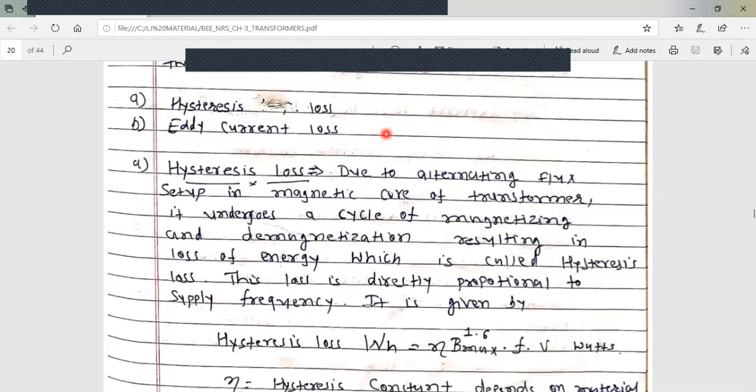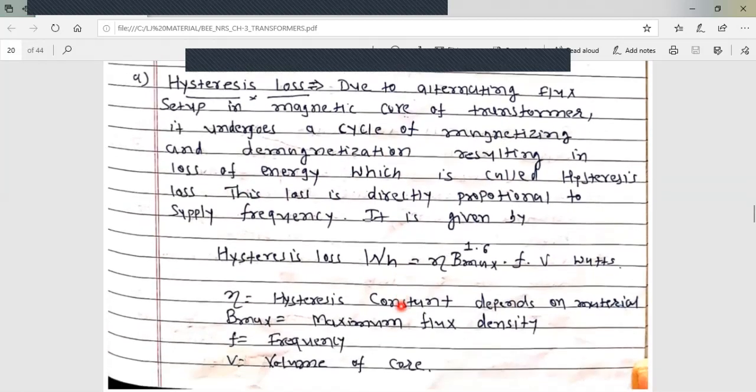We know about magnetic hysteresis. We have discussed before that due to the flux set up in the core of the transformer, it undergoes a cycle of magnetization and demagnetization, resulting in a loss of energy, which is called hysteresis loss. The hysteresis loop has two parts, magnetization and demagnetization, and due to that an energy loss occurs, known as hysteresis loss. It is directly proportional to frequency.